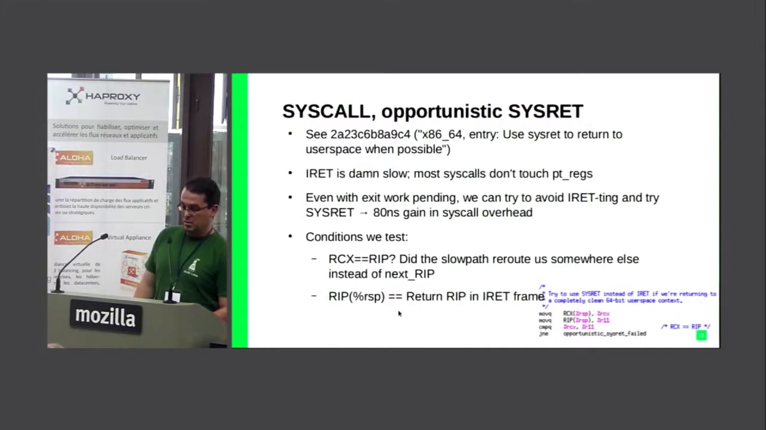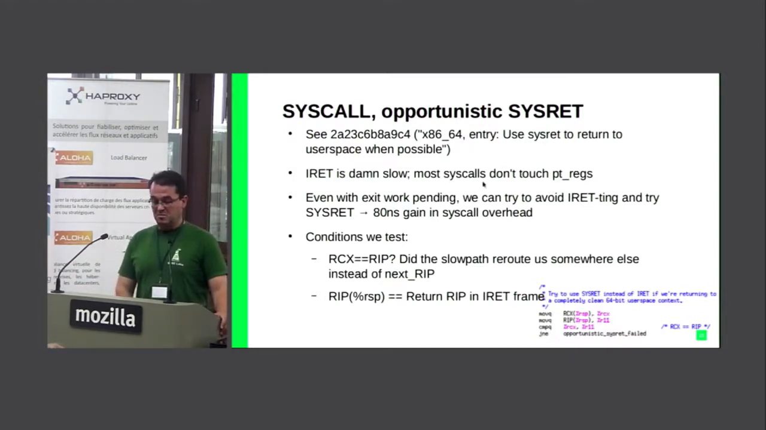And then there's this new thing that came this year, probably, yeah. Opportunistic sysret. Basically, the problem is IRET is really slow because it's in microcode and does a bunch of checks. And most of the time, you don't need those checks because most of the syscalls, they just don't touch PTREGS. They just return. They just do whatever they want and return without touching the registers.